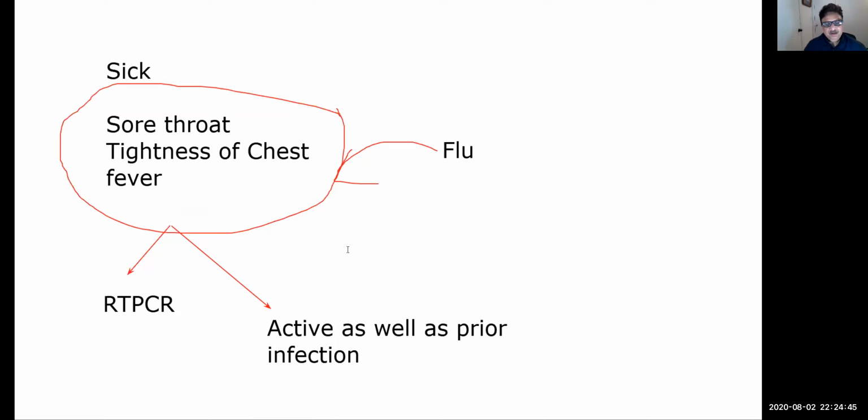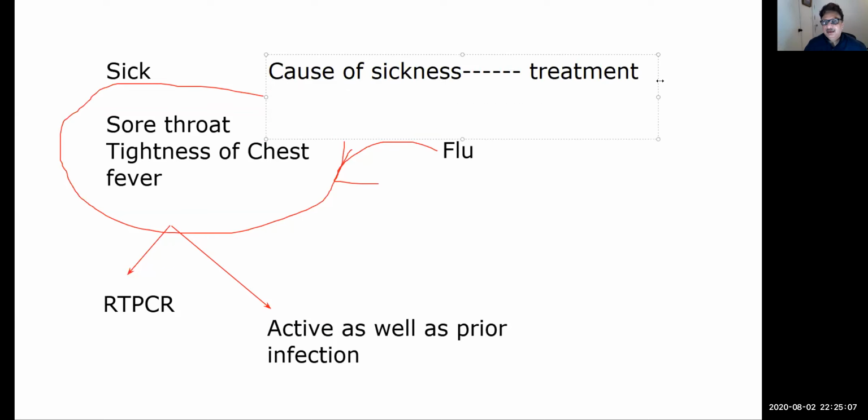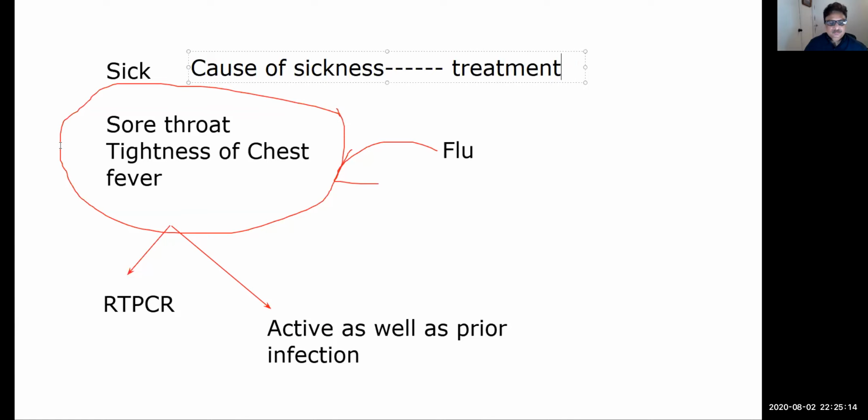Now, to find the cause of sickness is extremely important, because once we know the cause, the treatment will be effective. If the cause has not been determined, the treatment will not be right. So we cannot treat flu with COVID-19 medication, whatever we have available, and vice versa.